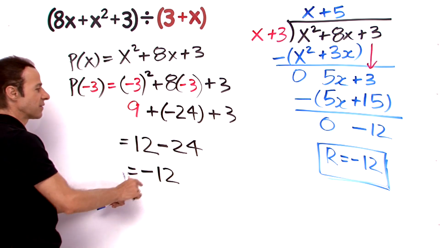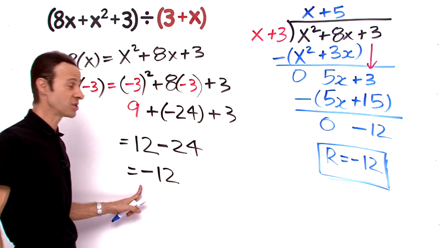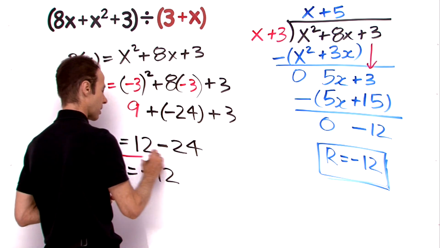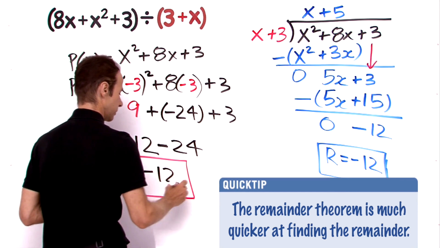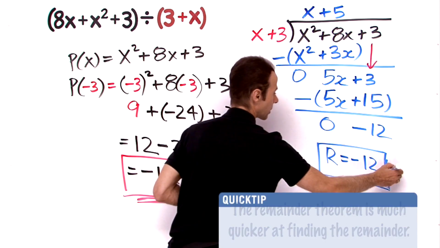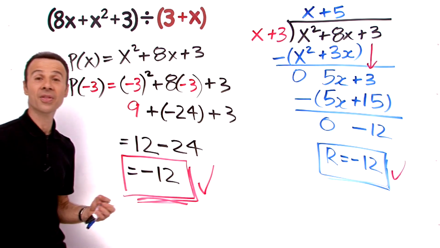So that's our remainder again. So p of negative 3 gives us the remainder. As you can see, it matches, minus 12, minus 12. There you go.